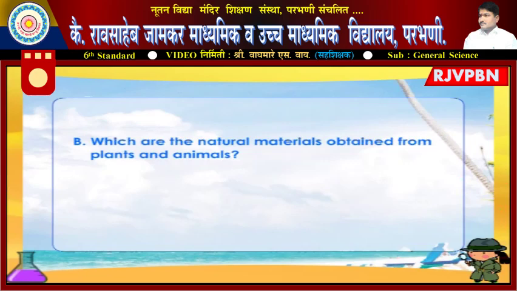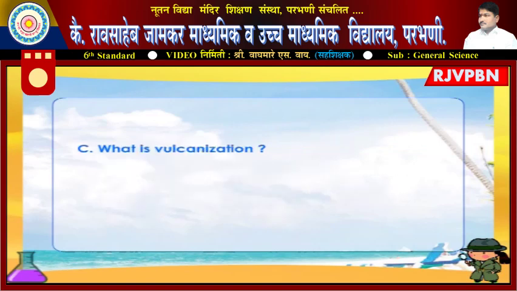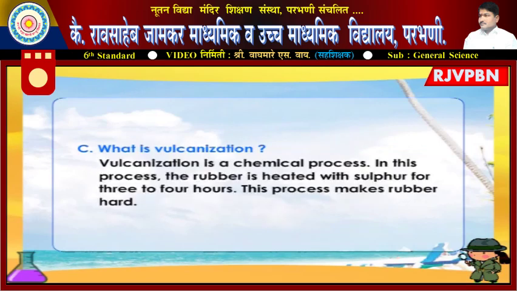Which are the natural materials obtained from plants and animals? Plant origin material: cotton, jute, hemp, teak, wood, flowers, fruits. Animal origin material: leather, silk, lac, pearl, wool. What is vulcanization? Vulcanization is a chemical process. In this process, the rubber is heated with sulfur for 3 to 4 hours. This process makes rubber hard.